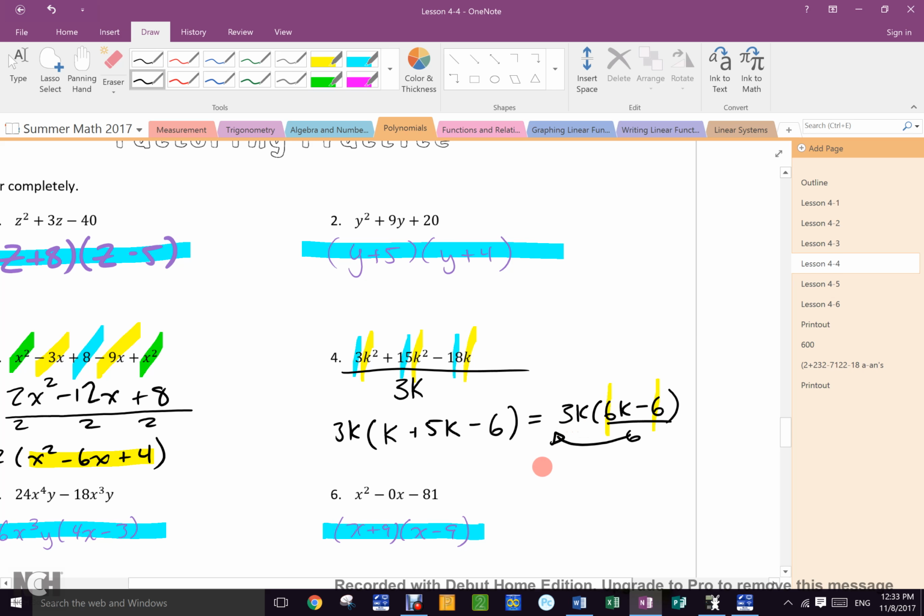What's already out there? 3K. Then I bring out another 6. When I bring something out, it becomes another coefficient. What do coefficients do? Multiply. What's 3K times 6? 18Ks. And what's inside? What's 6K divided by 6? K. What's 6 divided by 6? 1. Done.